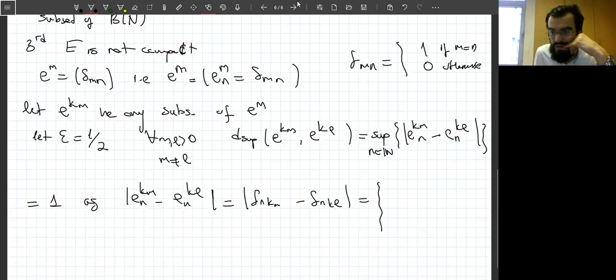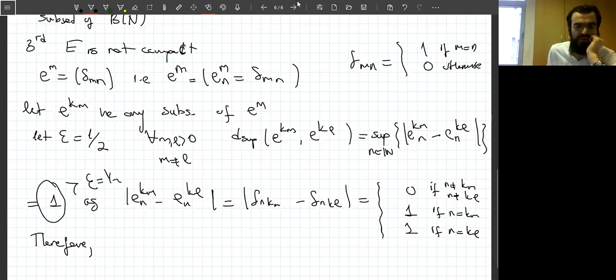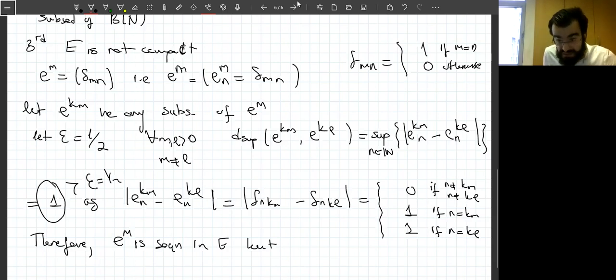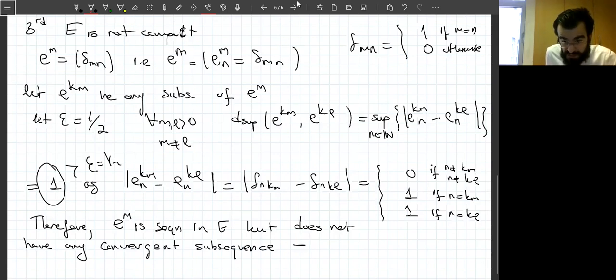This is zero if the indices agree, and 1 otherwise. So for all m, l with m not equal to l, this is greater than epsilon, 1 over 2. Therefore e_n is a sequence, obviously a sequence in E, but it does not have any convergent subsequences. This implies E is not compact.